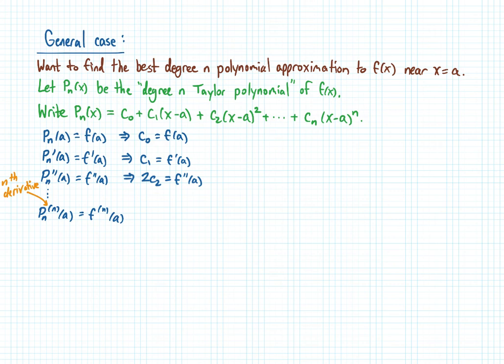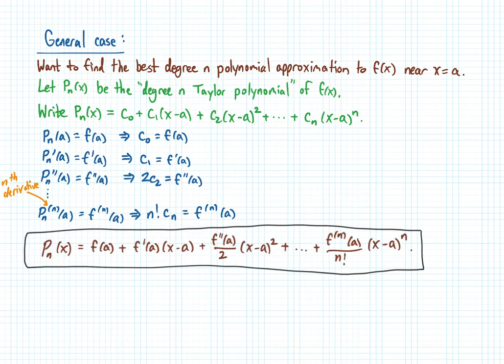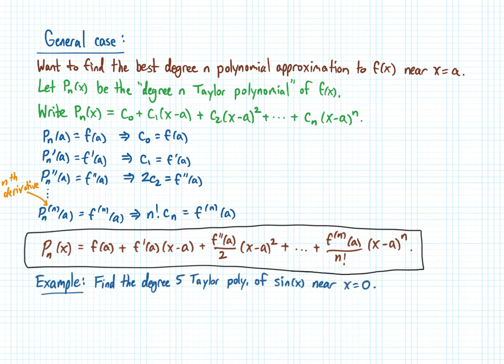So the key observation for the general formula is that that process was a factorial. We had a 3 times a 2. And if we were doing it for the fourth derivative, there would be a 4 times a 3 times a 2, and so on. And so in general, the equation that we get is that n factorial times cn is the nth derivative of f at a. So this allows us to write down a formula for Pn of x in terms of the derivatives of f at a.